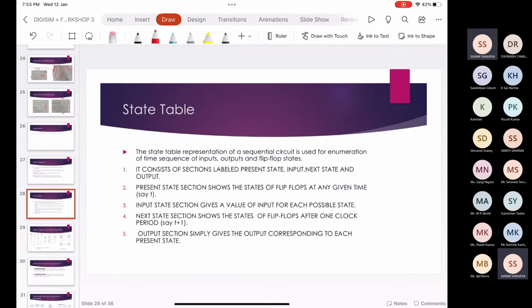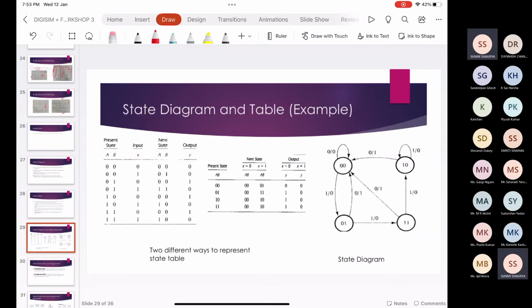To better understand the state diagram and state table, we are taking an example. As you can see, inside the circles there are states written. In this state diagram, there are four states: 0 0, 1 0, 1 1, and 0 1. This is the input, and this denotes the output. For the state 0 0, when the input is 0, the output is 0, and the next state is 0 0.